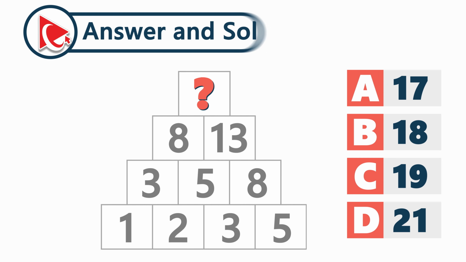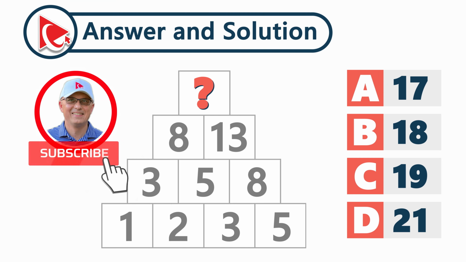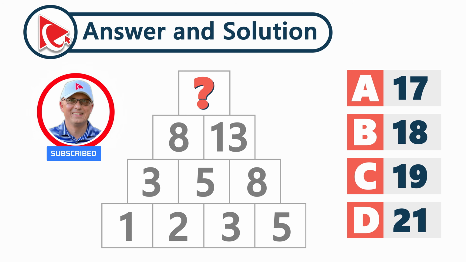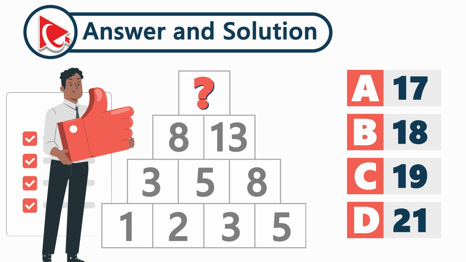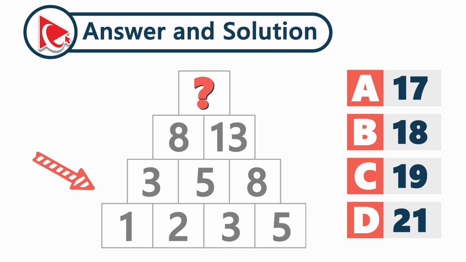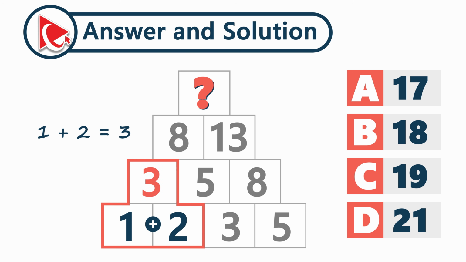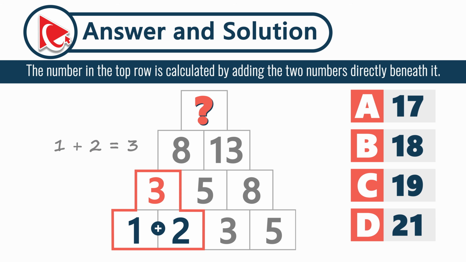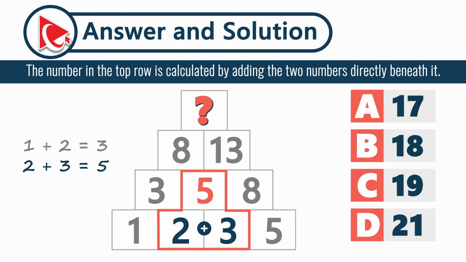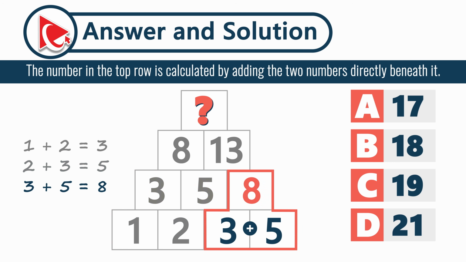The pattern here is very simple, but it's only available for those who view it from the right perspective. But I'm pretty sure you're one of those people. Take a close look at the bottom 2 rows, especially the numbers on the left. 1 plus 2 equals 3. In fact, the number in the top row is calculated by adding the 2 numbers directly beneath it. Don't believe me? 2 plus 3 equals 5. 3 plus 5 equals 8.